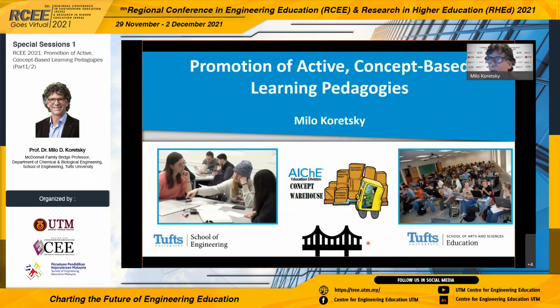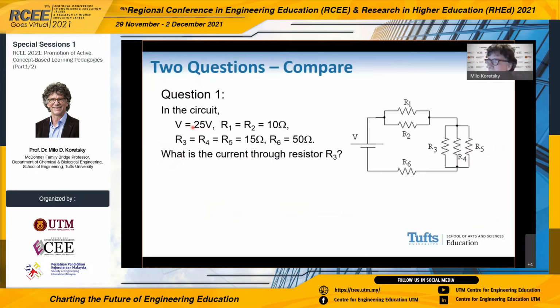So today I want to talk about one aspect of the work we do, which is the promotion of active concept-based learning pedagogies. And I'd like to start with just two problems that your students may see. The first one is a problem in which they're given a circuit with a given voltage and a bunch of parallel and series resistances. And they're asked to determine the current through one of the resistors, R3. So if you just want to take a few seconds and think about how you might solve this problem.